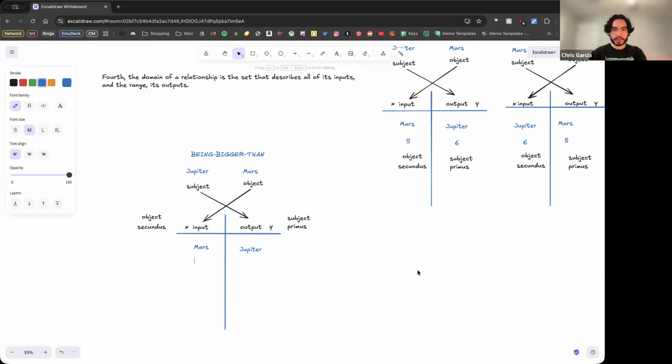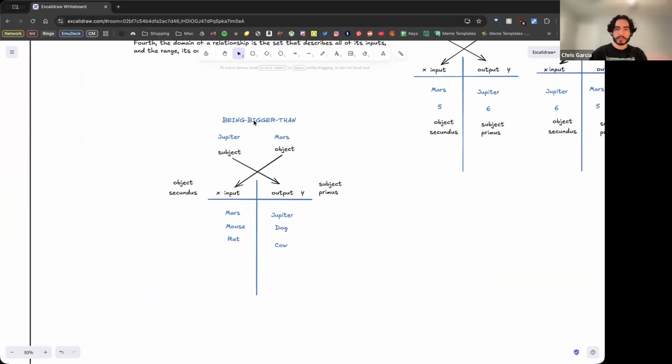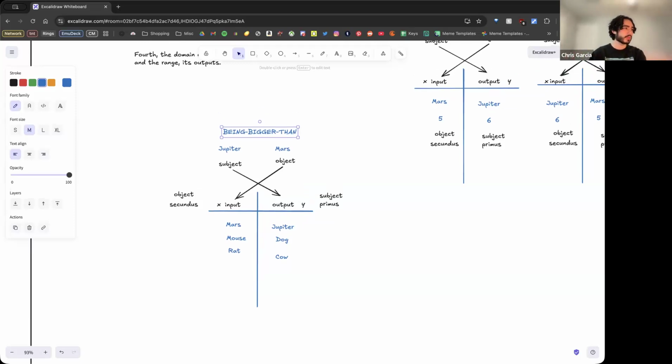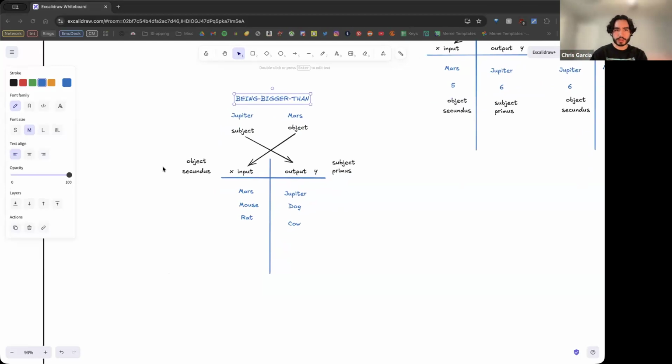So we'll say like a mouse, dog. We'll say like a rat and a cow. So this theoretically has infinitely many ordered pairs. And so we're literally just adding another.